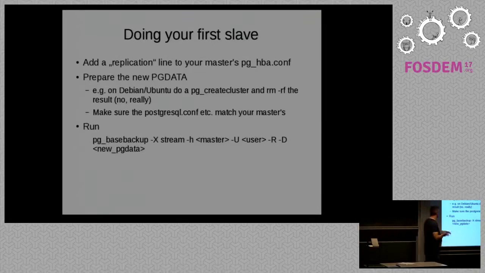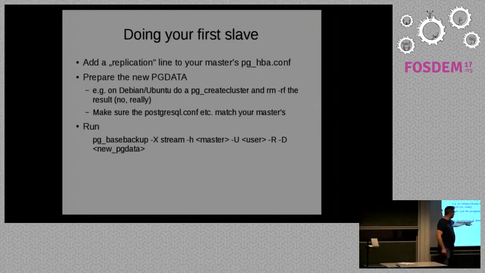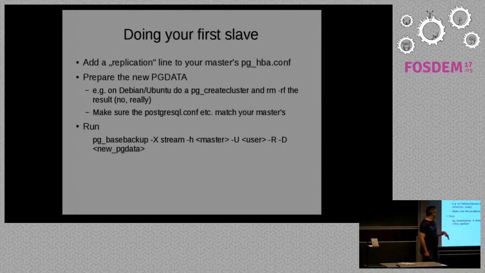So you run pg_basebackup on your new slave, tell it to fetch the xlog segments via stream, give your host, give your user, and so on, and you give it the new PG data directory, valid PostgreSQL, whatever, and it will just copy everything over and provide you with a running instance.